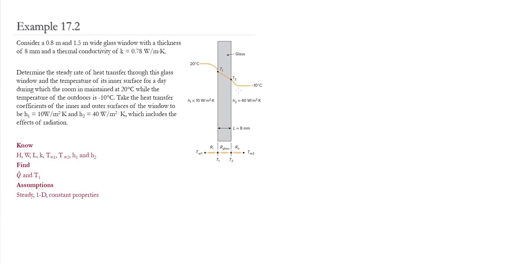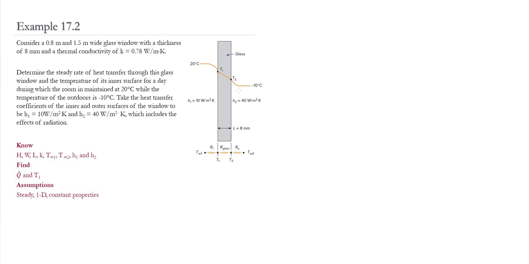Example 17.2. In this example, we have a glass window which has a cross-sectional area of 0.8 meters by 1.5 meters. It has a thickness of 8 millimeters and a thermal conductivity of 0.78 watts per meter Kelvin. This window is located in between the room and the outside.